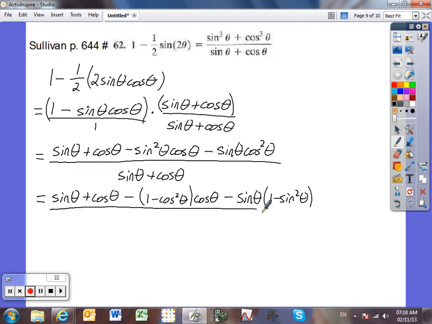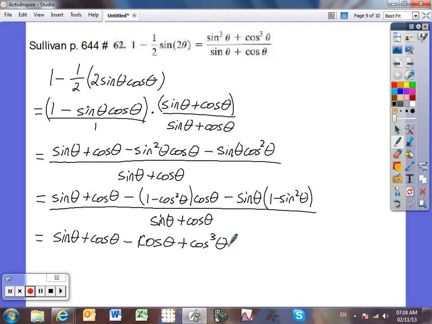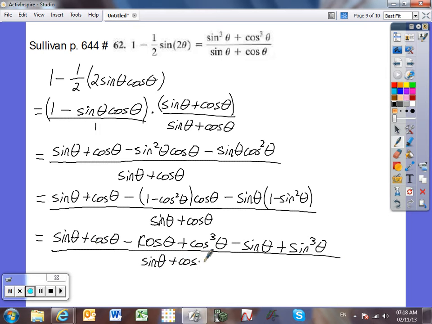All over sine plus cosine. Alright, let's expand. So I've got sine theta plus cosine theta minus 1 cosine theta, negative negatives. That gives me a positive cosine cubed. And then negative sine theta, negative times negative, that's a positive sine cubed, all over sine theta plus cosine theta.